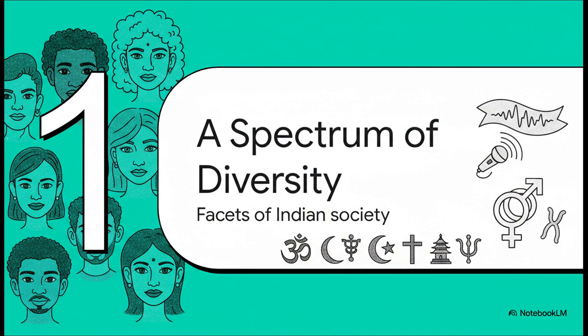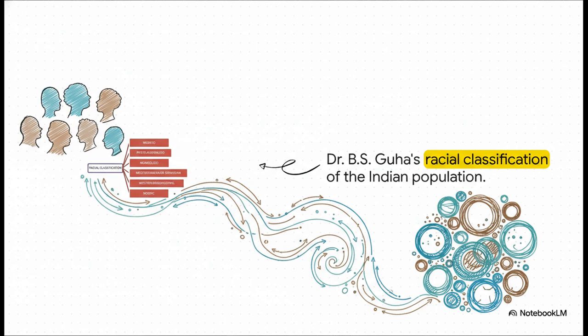All right, so that tees us up perfectly for our first section. We're about to go on a whirlwind tour through the key forms of diversity that make up the Indian social fabric. We're talking everything from race and religion to language and even gender. First up, let's talk about racial diversity.